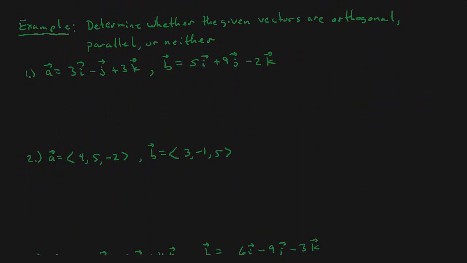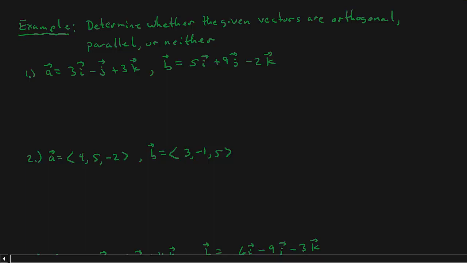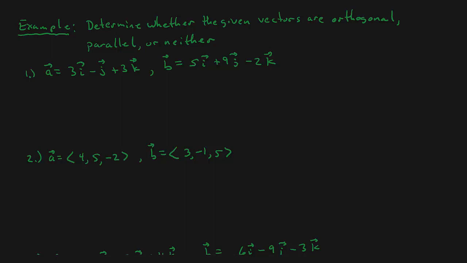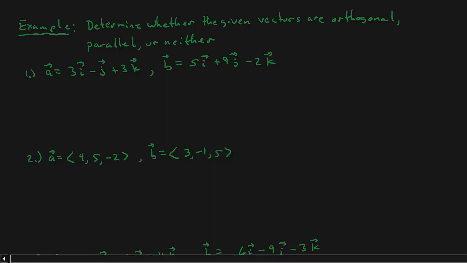All right, so let's look at this example. It says determine whether the given vectors are orthogonal, parallel, or neither. Okay, so we know how to determine if they're orthogonal, right? The dot product is 0. But we didn't really talk about how to know if they're parallel.